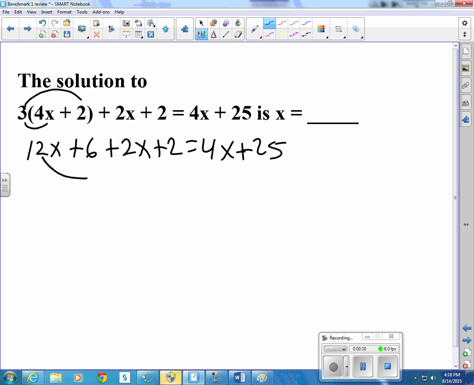I can combine 2x terms. 12 of them plus 2 of them is 14 of them. I can combine a 6 and a 2. It gives me 8.